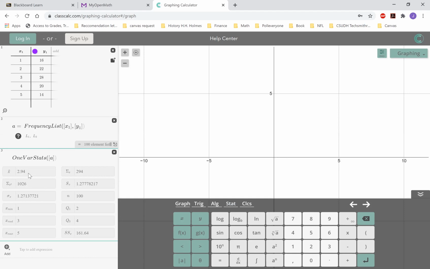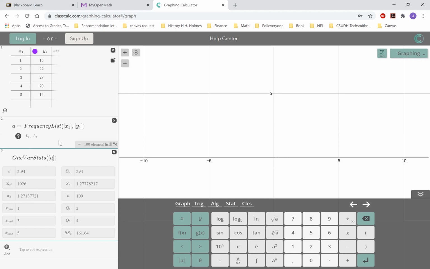So if you look at the mean, it turned out to be 2.94. So that's a way to double check to make sure it's giving you the correct answer, because if you remember when we did the mean, we got 2.94. And for this one, since we have a proportional data set, we're going to use standard deviation right here. It gave us 1.27, and if you remember, we got 1.27 for the standard deviation.